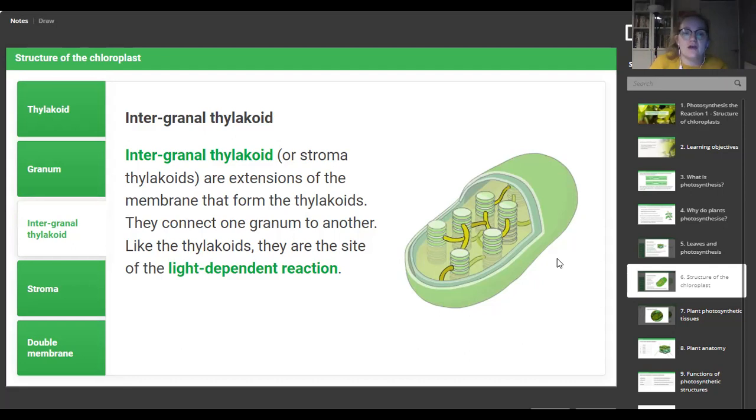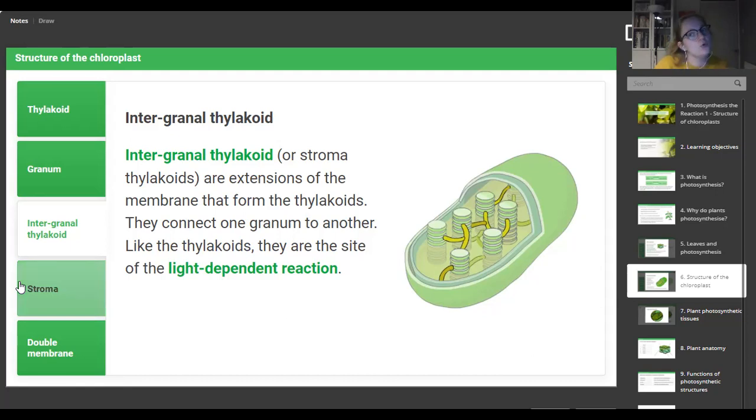These are the site of the light-dependent reaction again. So these are where the light-dependent reaction happens, and it connects them. That's really important. It connects all those grana, and they are the site of the light-dependent reaction. So it's these little yellow tubes, basically, that are connecting them. And it's sort of in the name, intergranal thylakoid: intergranal, in between the grana, thylakoid, because it is part of the thylakoid. It's the same membrane that the thylakoid is made of.